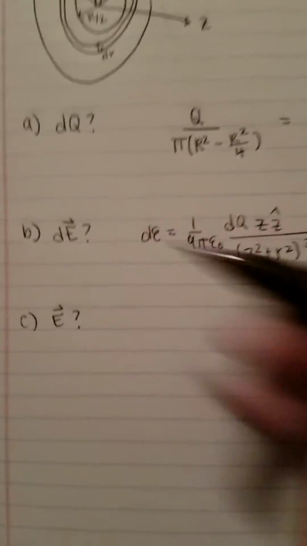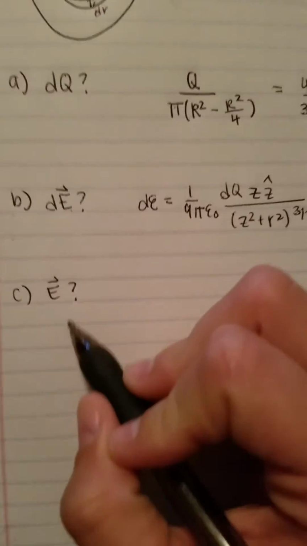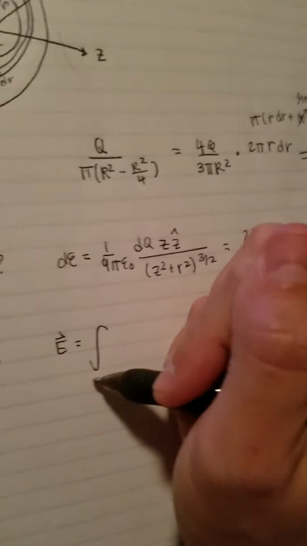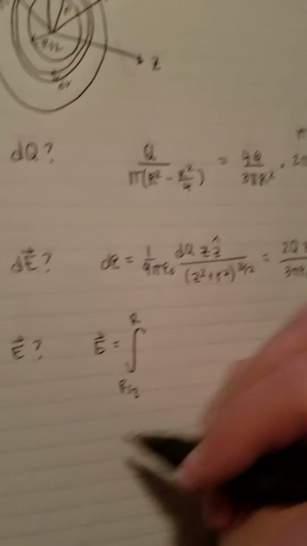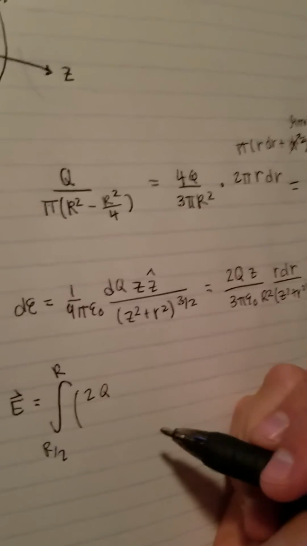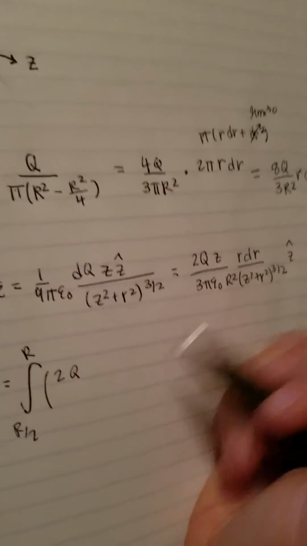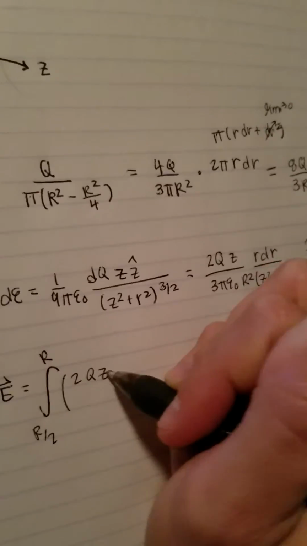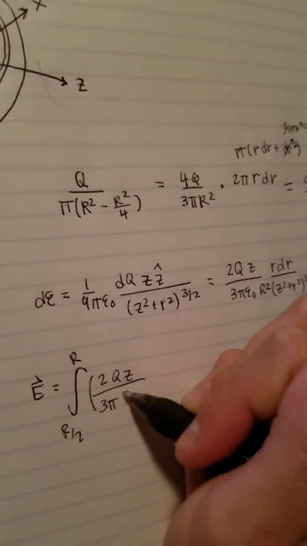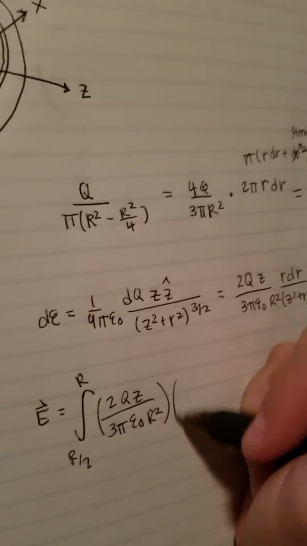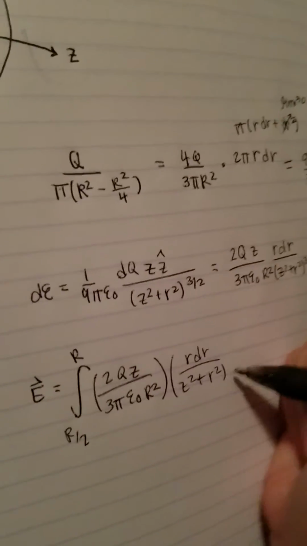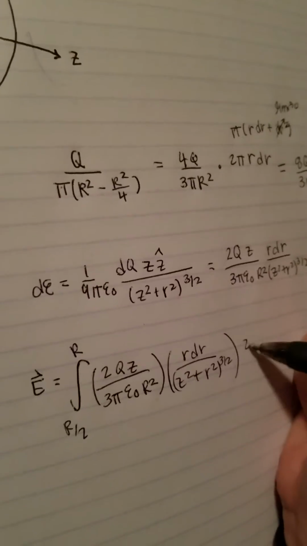So now, because we have that infinitesimal piece of field, we have to do the integral. So you say E equals the integral from our bounds r/2 to r, and then we put anything that is going to remain constant out front, and it's in the dr direction, so the only thing that isn't constant is this r and this r. So everything else can come out for 3 pi epsilon naught R squared, and then we're left with r dr over (r squared plus z squared) to the 3/2 z hat.